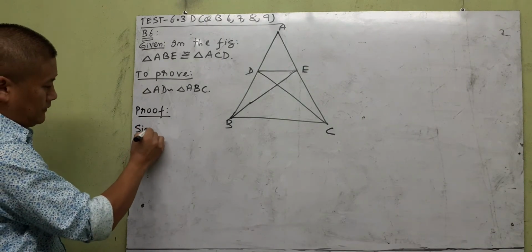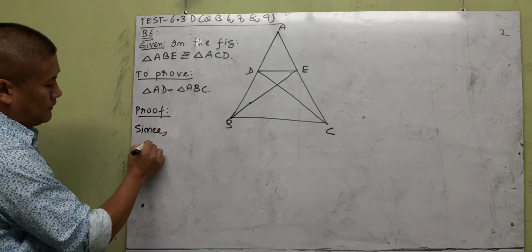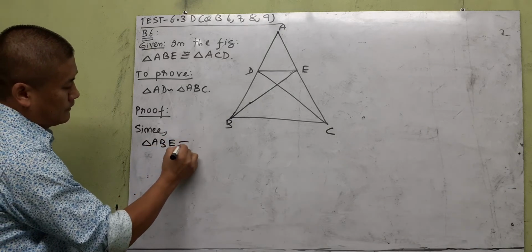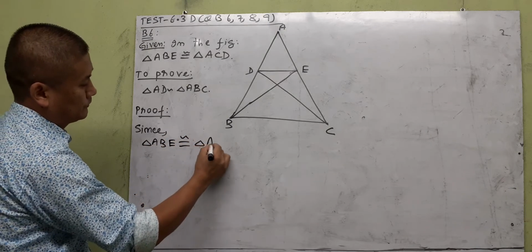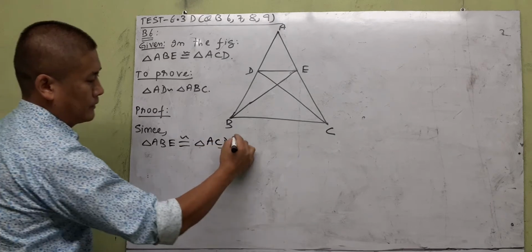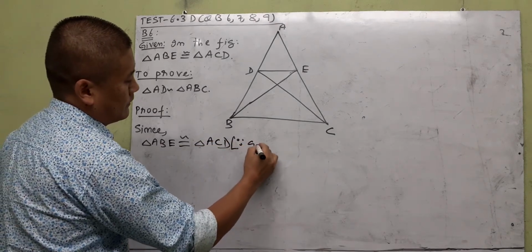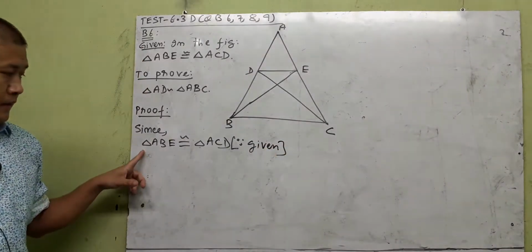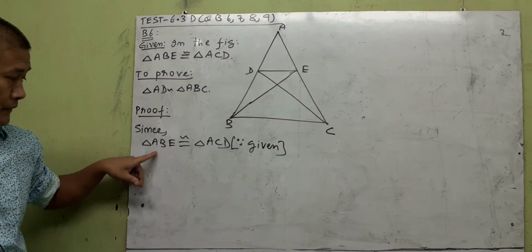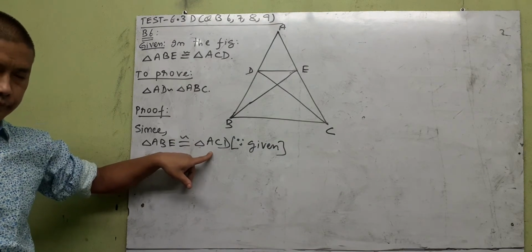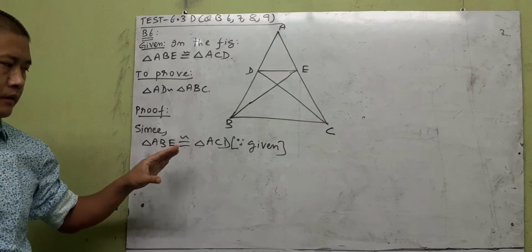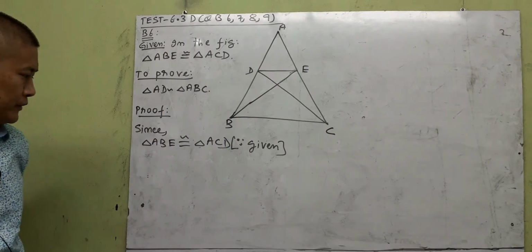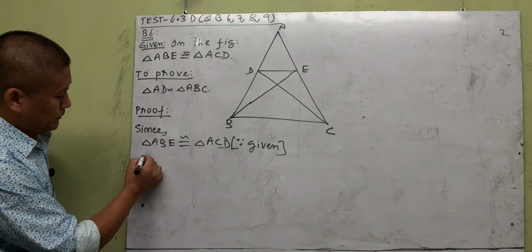Since we are given here triangle ABE congruent to triangle ACD, because this is given in the question, okay. Now we learned in class 9 also that if two triangles are congruent, then the corresponding sides are equal and the corresponding angles are also equal. We need the sides, so let us just take here.